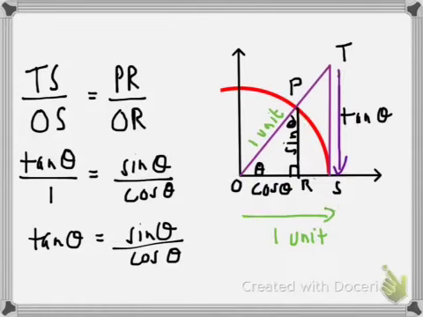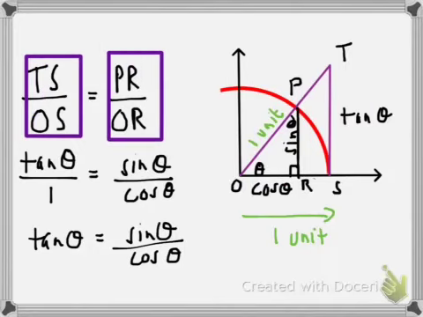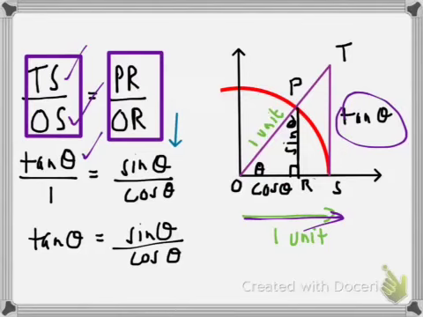That gives us a formula that tells us TS over OS equals PR over OR. Going from this line to the next line, instead of writing TS, OS, and so on, I know that TS is tan theta. I know that OS, sorry about that, yes that should be OS, is 1 because it's the radius of the circle, so that's 1 unit there. I know that PR is sine theta, and I know that OR is cos theta. So therefore I get the rule that tan theta equals sine theta over cos theta. And that's the second important rule that I want you to write down.